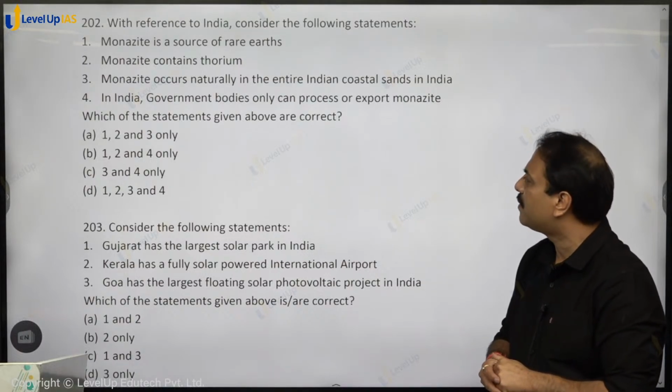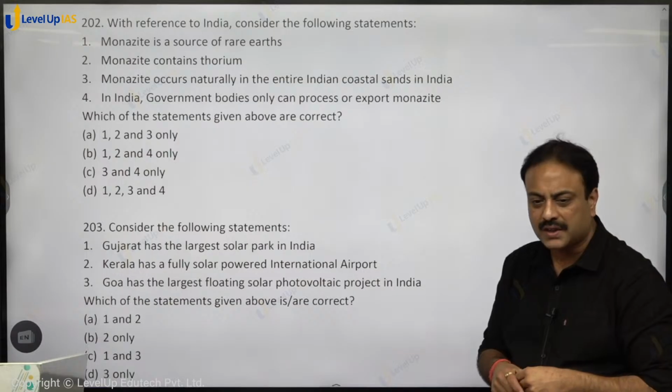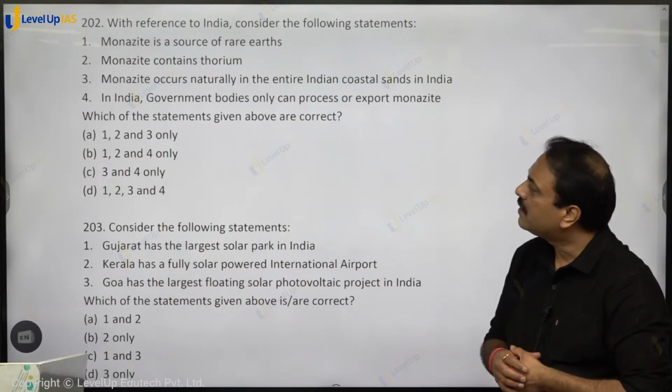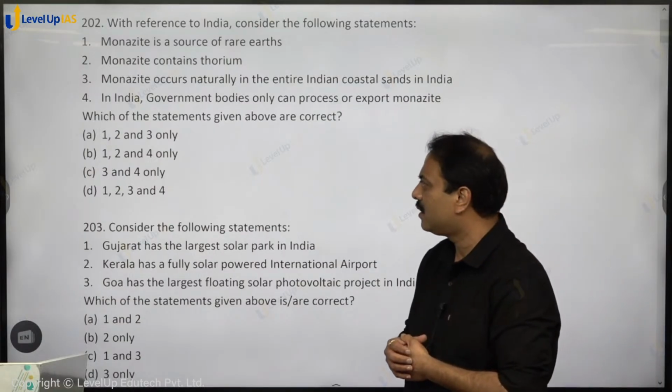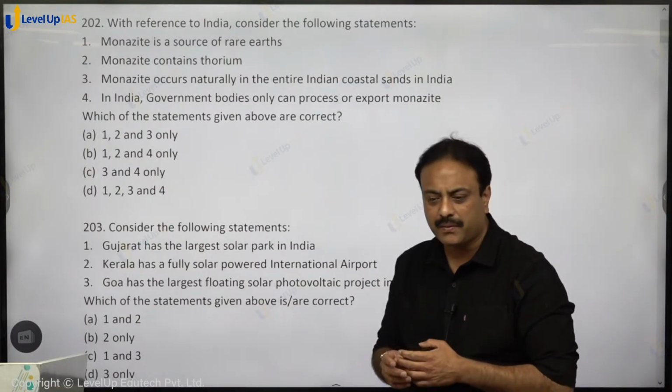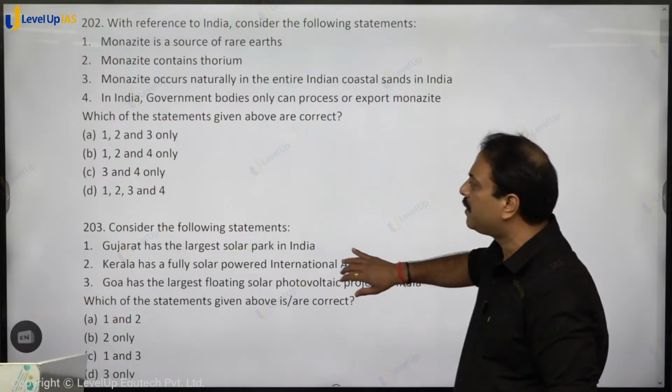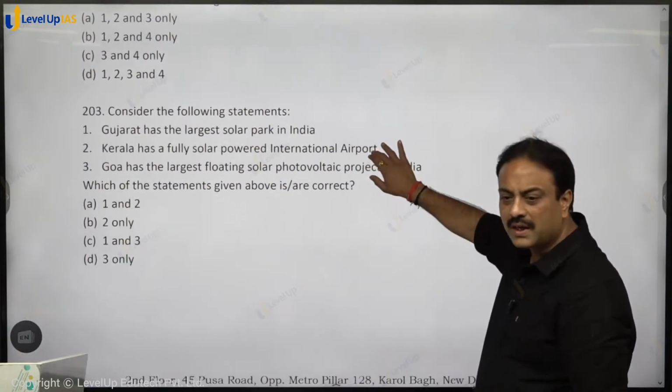So it is not true. In India, government bodies can only process or export monazite. It is very much correct. So statement 1 is correct, statement 2 is correct, statement 4 is correct, and statement 3 is incorrect. So 1, 2 and 4, option B, shall become the right answer to this particular question. Clear on that?